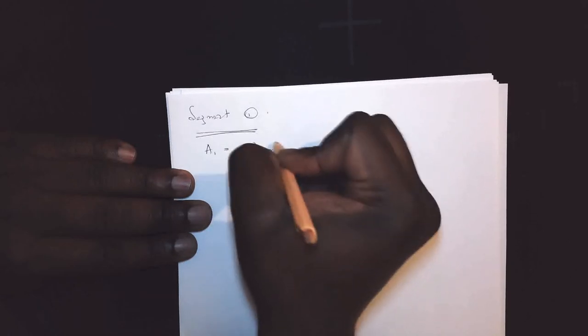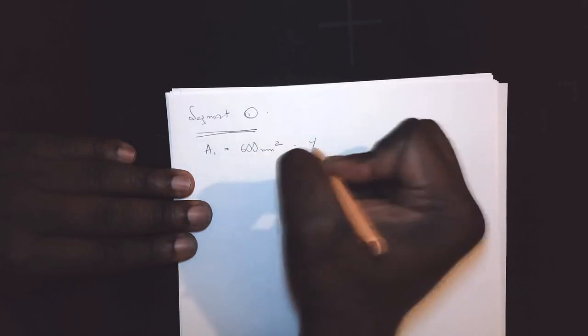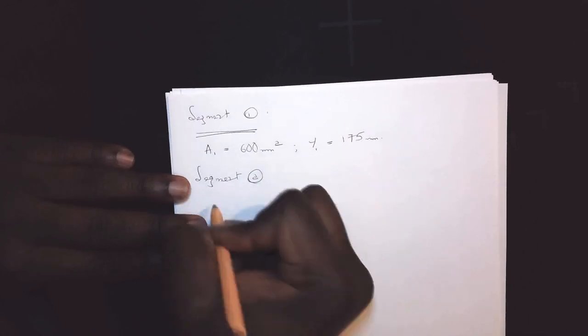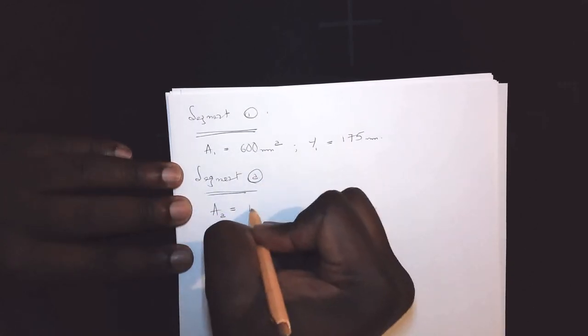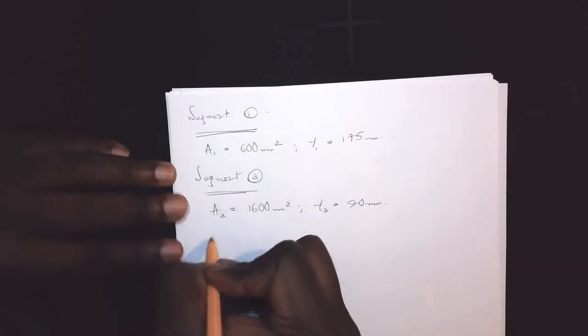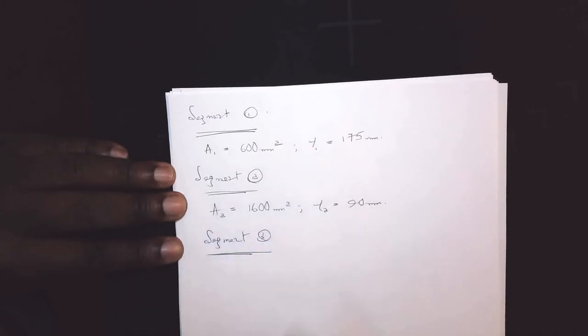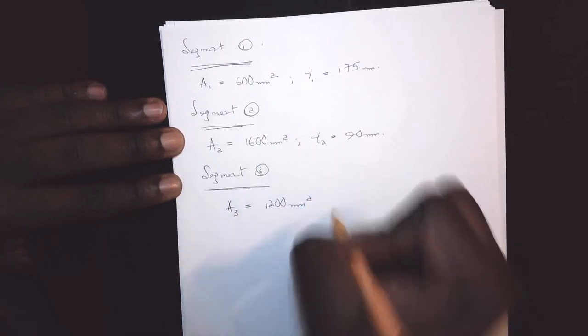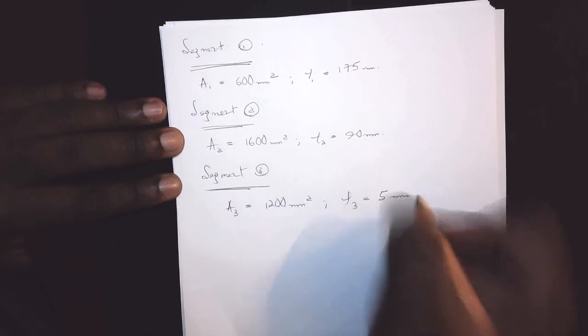So what do we know? In terms of segments, for segment 1, A1 is equal to 600 millimeters squared, and the distance to the centroid, Y1, is 175 millimeters. For segment 2, I calculated the area A2 to be 1600 millimeters squared, and Y2 is 90 millimeters. And for segment 3, A3 is equal to 1200 millimeters squared, and Y3 is equal to 5 millimeters.